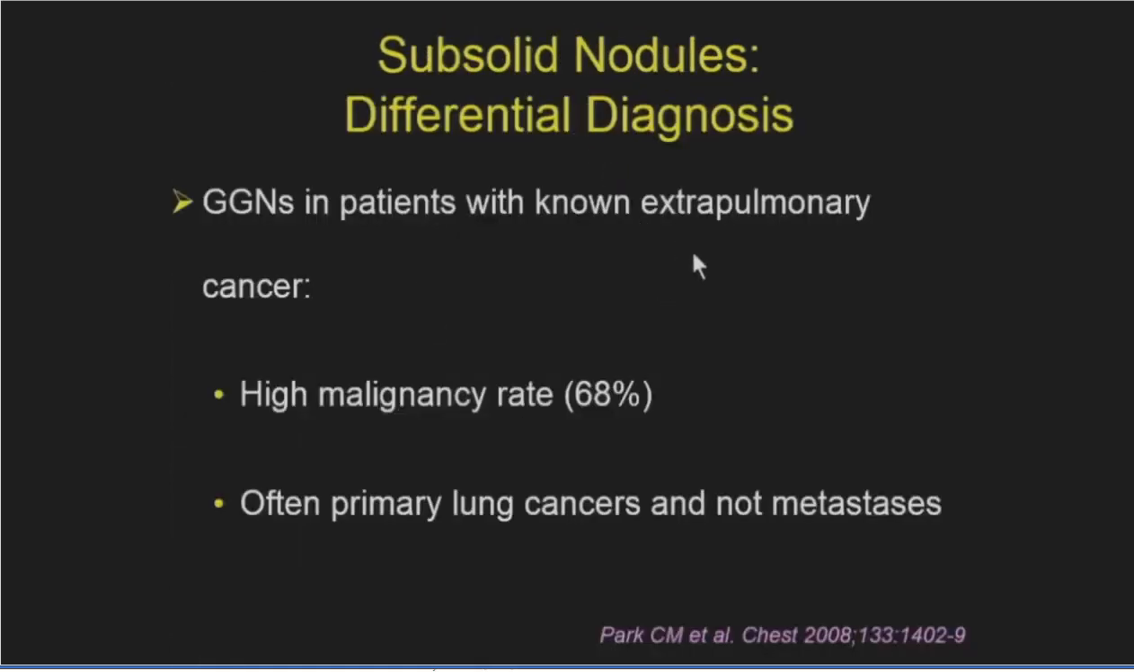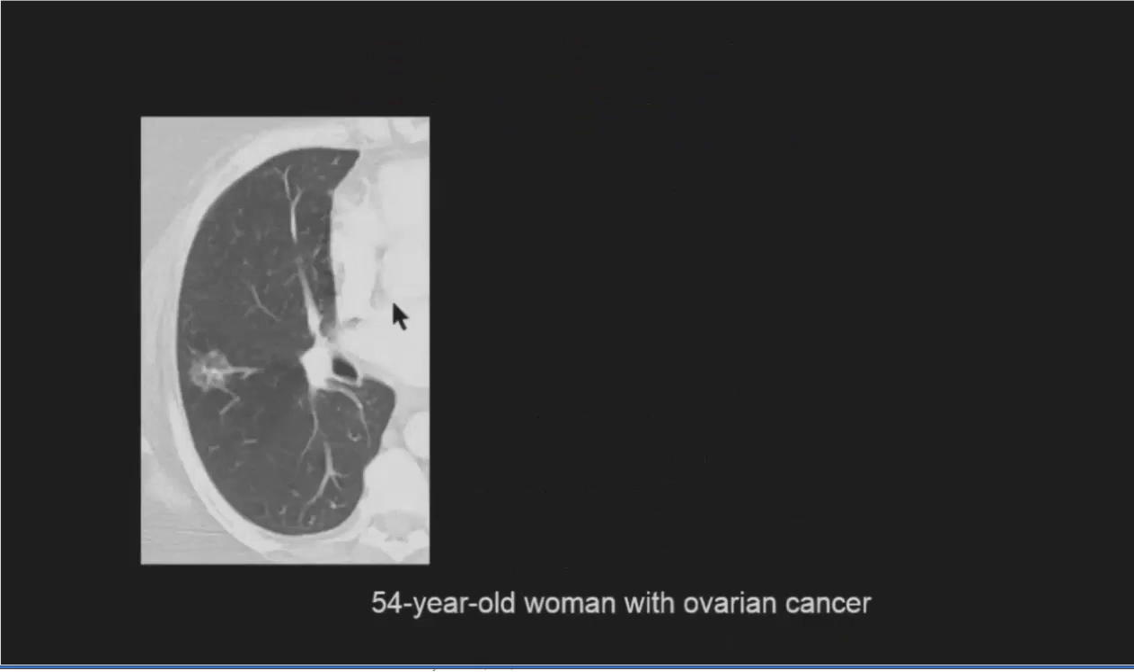What about differential diagnosis in patients that have known extrapulmonary cancer? In this case, the likelihood of malignancy is also high, but most likely they represent primary lung neoplasm rather than metastatic disease. This is a case we saw in our institution with a right upper lobe ground glass nodule in a patient with ovarian cancer. So this was concerning for a primary lung malignancy.